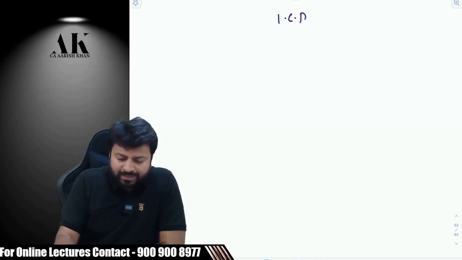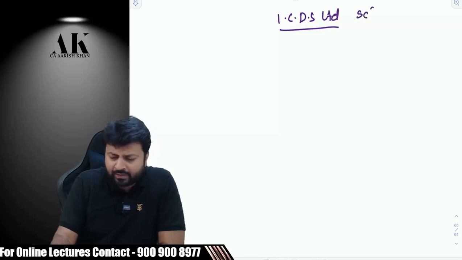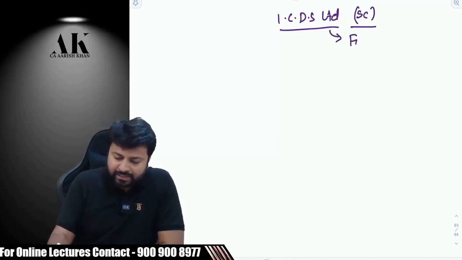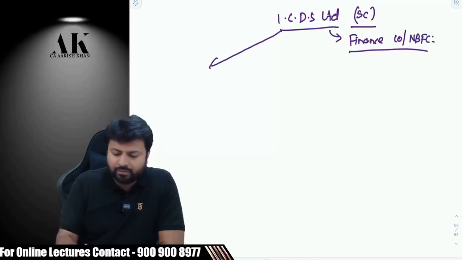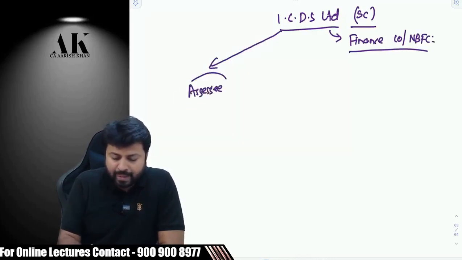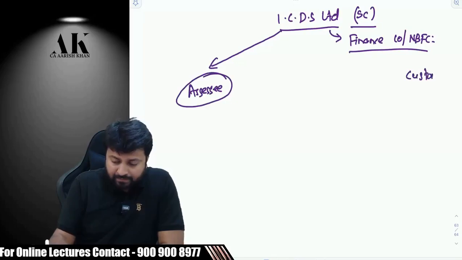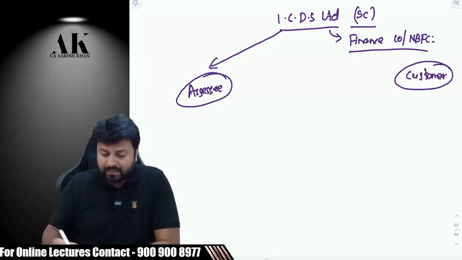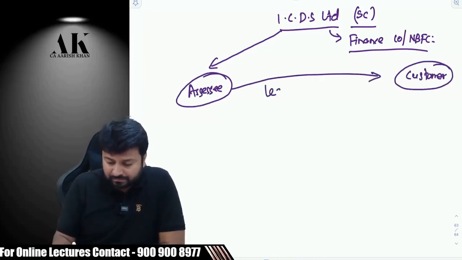There was one company by the name of ICDS Limited. Listen carefully. It's a very, very beautiful case. ICDS Limited is a finance company. It's an NBFC. Now, what does this company do? This company is an assessee, and there is a customer of the company. Listen carefully, please. Now, this company is engaged in leasing of cars.